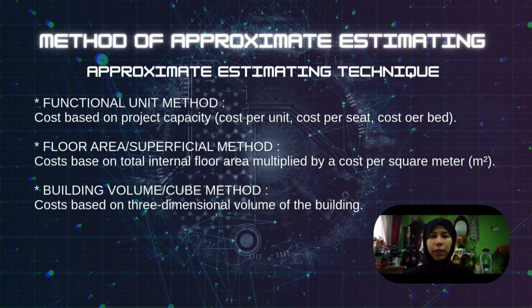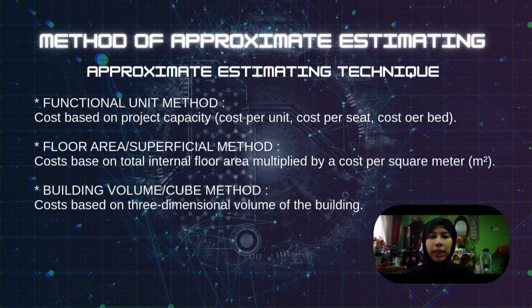Next, I want to explain an overview of common techniques. There are several common approximate cost estimating techniques used in the industry, such as the function unit method, the floor area method, and the building volume method. The function unit method calculates cost based on project capacity, like the price per unit or per bed. Meanwhile, the building volume method uses a three-dimensional approach, multiplying the length, width, and height of a structure.